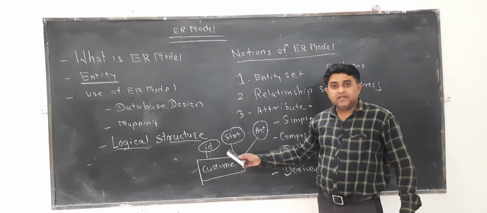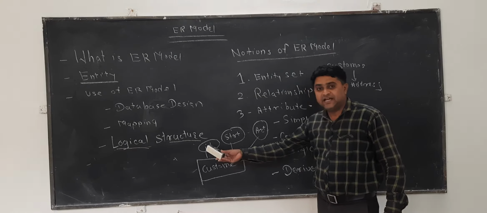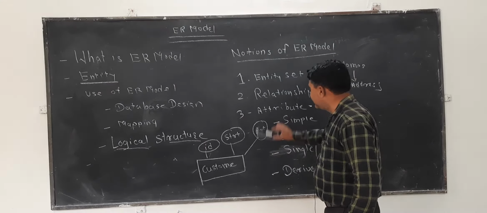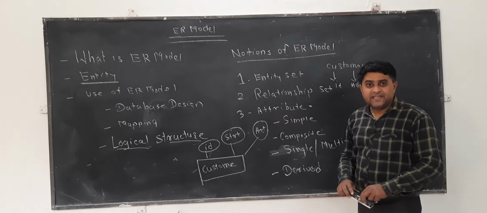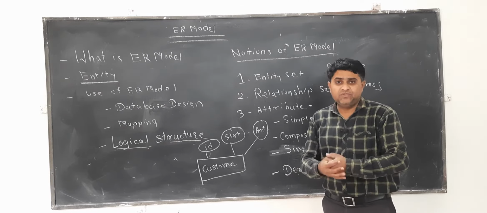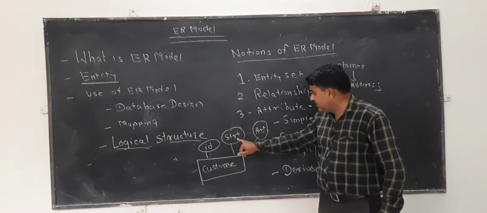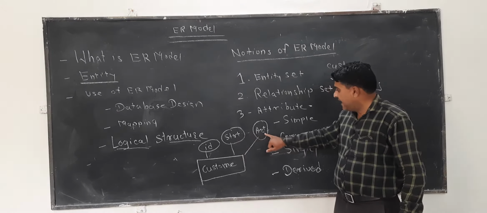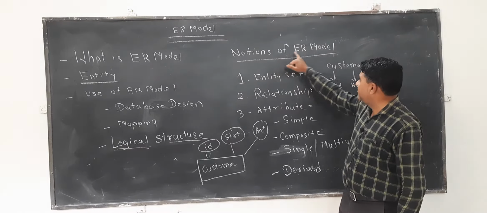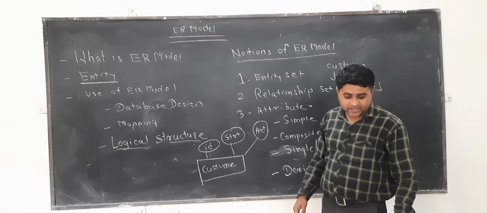Entity set means that it consists of a collection of attributes, a collection of entities. For example, ID is an attribute, street is an attribute, and account is an attribute. That is called an entity set. Then in an entity set, what is the entity? Entity is a real world thing. That is called an entity, meaning an object, a collection of objects. For example, ID is one object, street is one object, and account is one object. Entity is a real thing. Okay. So the first notion of the ER model is the entity set.